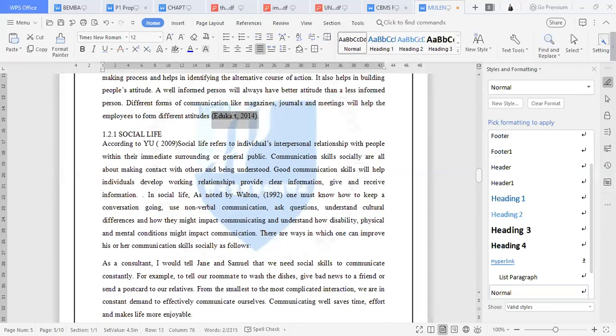This is when you quote like this. That is if it is an indirect quotation. If it's a direct quotation, make sure that you include the year of publication and the page number if necessary. Then always make sure that if you're quoting directly, put them in inverted commas. When you quote, make sure you explain that quotation.